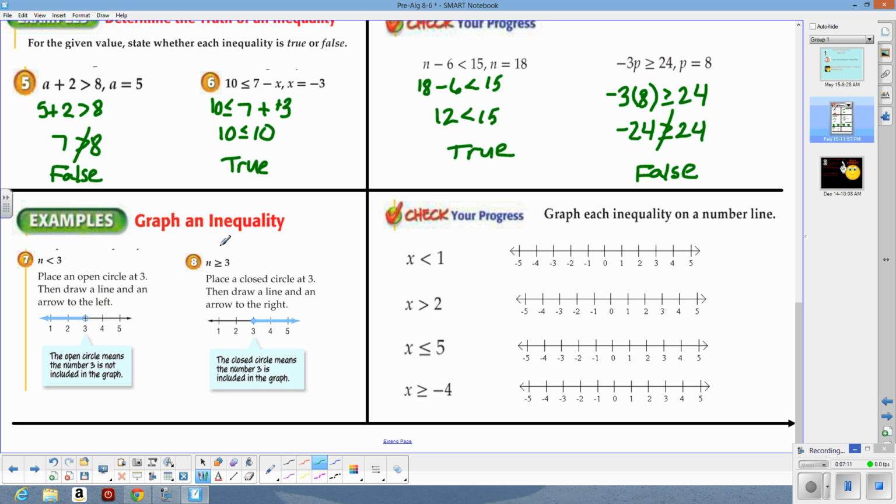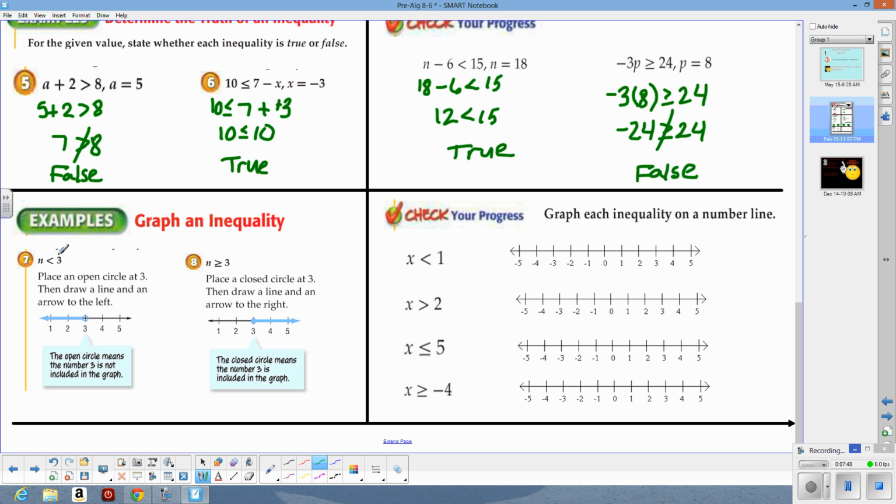In example 8, it says the numbers n that are greater than or equal to 3. That means we're going to put a circle on 3, and this time we're going to fill in the circle because all the numbers directly to the right, or greater than or equal to 3, are solutions to this inequality. Now the reason why we did the open circle here is because it was not including 3, but rather than going all the way over to the 2, we put it here on the 3 because there are some numbers between 2 and 3 that are solutions to this inequality.